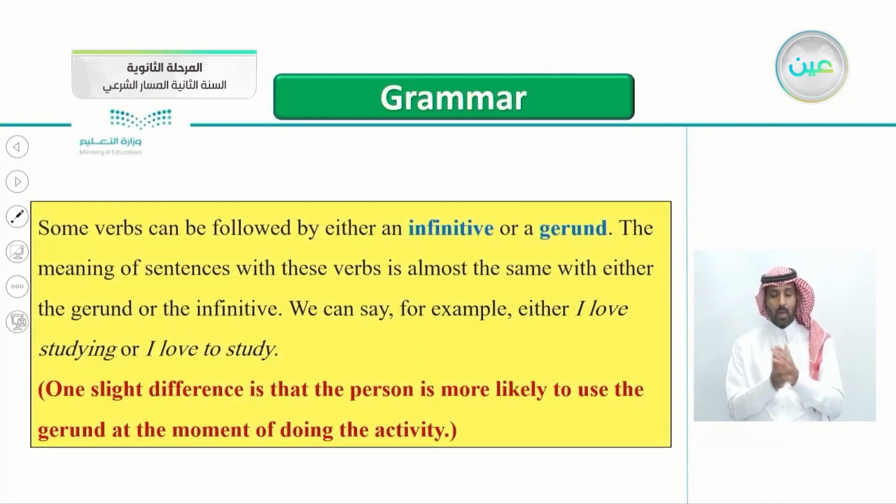Some verbs can be followed by either an infinitive or a gerund, just as we spoke before. The meaning of the sentence with these verbs is almost the same with either the gerund or infinitive. So they are almost similar in meaning. We can say, for example, either I love studying or I love to study.